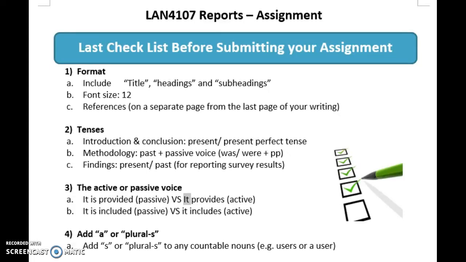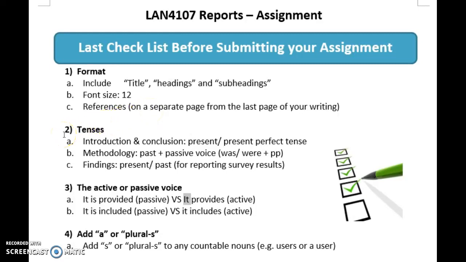Here comes the last checklist before you submit your CA. Number 1, format. Remember to include the title, headings, like introduction, methodology, these are the headings, and subheadings. Font size should be 12. Remember to quote references. References should be on a separate page from the last page of your writing.